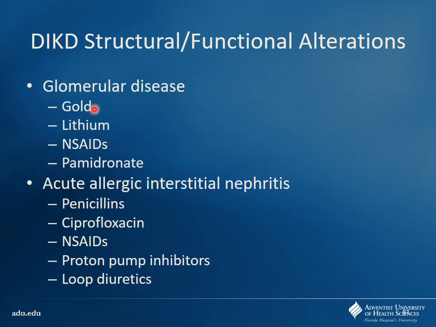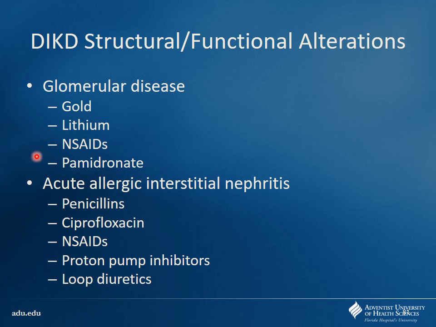Okay. Some things can cause glomerular disease, things like gold. Anyone know what we use gold products for? For the patients, like really good insurance. Used to be a rheumatologic drug. We used to give gold-based products for that, but we don't use that too often anymore. Really, really toxic stuff. But things like lithium, NSAIDs can also do this.